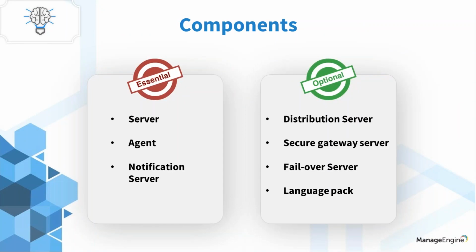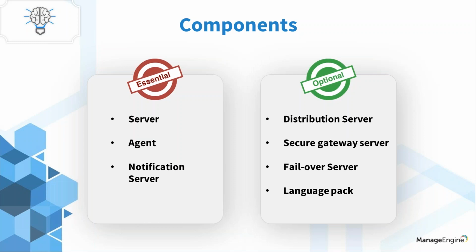What are the components that you need to run this application? These are the essential as well as optional components. The Desktop Central server is a central component that you will install. It provides the interface to the management console. The agent is also an essential component. You need this to be installed on the machine you want to manage. There is another component called Notification Server, and this is an interesting component. We will talk more about this once we go into the product.